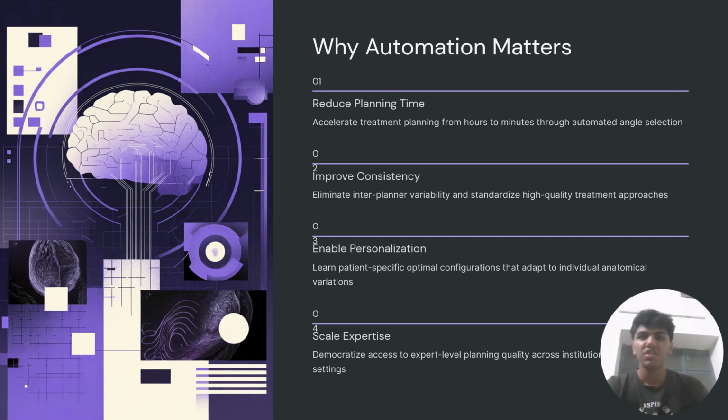Eventually, automation also helps in scaling expertise. Not every clinic has highly specialized staff or time for complex planning. An automated RL agent democratizes high quality planning, supporting institutions with fewer resources and reducing overall planner workload. So overall, automation here means faster planning, more consistent plans, better personalization, and broader access to expert level treatment quality.